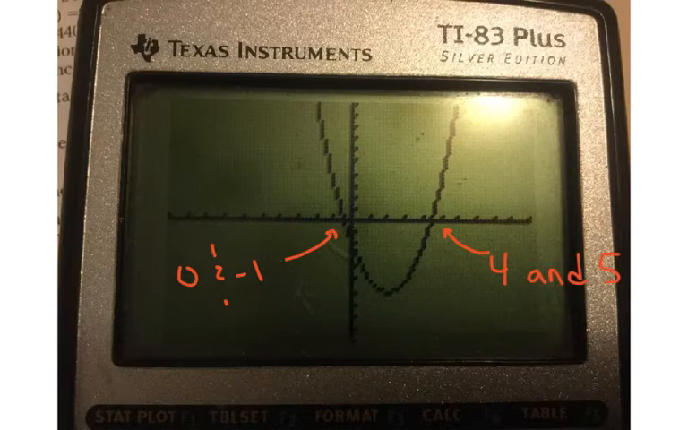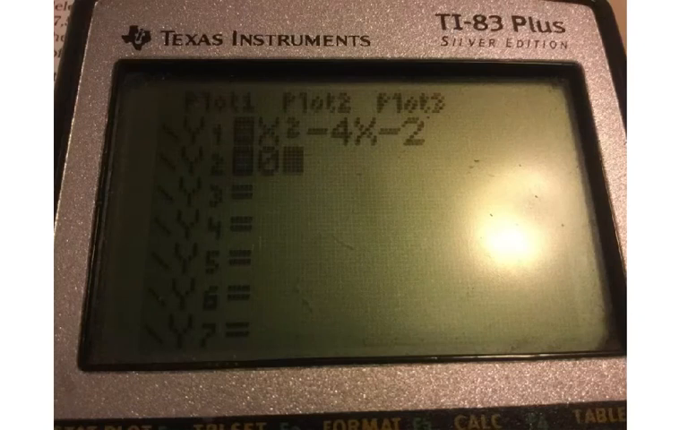But what if I want to find their exact locations? Remember, they're not necessarily rational numbers. They could be irrational numbers, those non-repeating, non-terminating decimals. There is a zero function on the calculator, but there's an easier way of determining the zeros. So what I'm going to do is in the y equals function, in y1 equals, I'm going to put the function that I want to find its zeros. And in y2 equals, I'm going to put in 0.